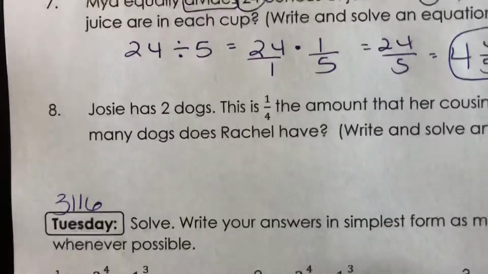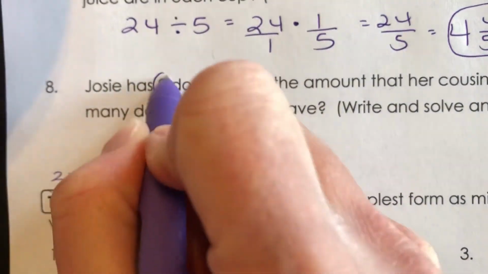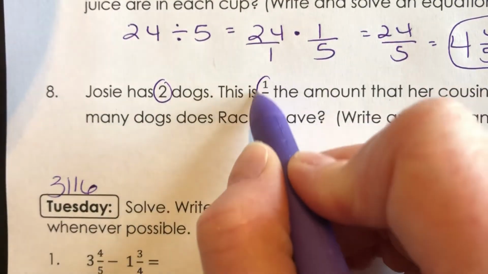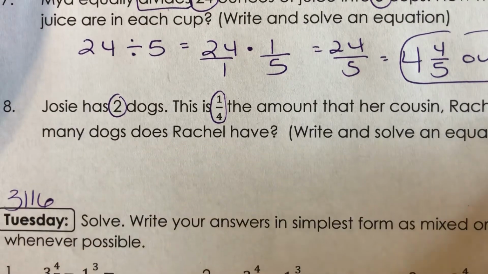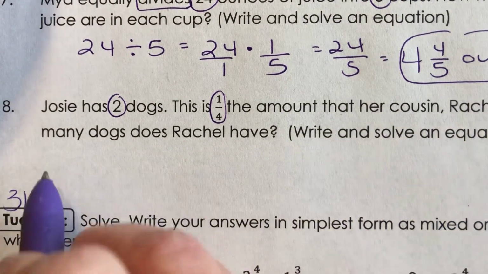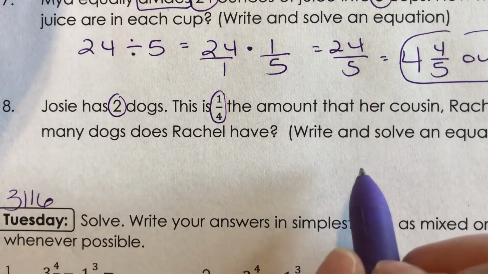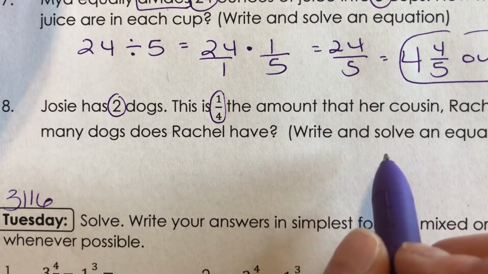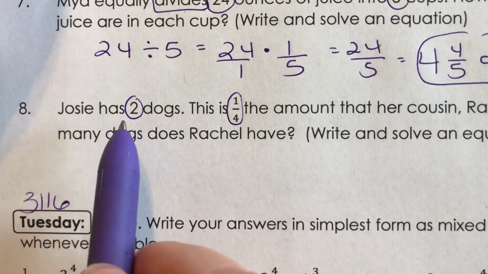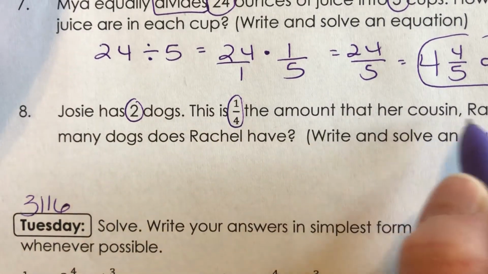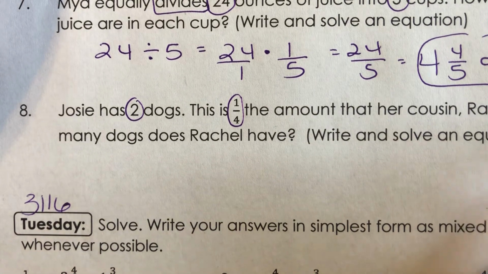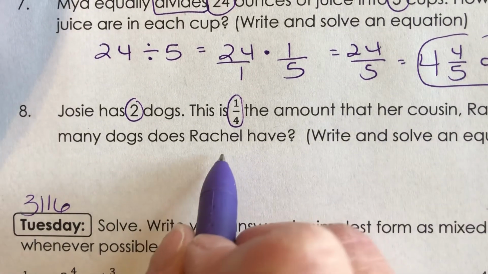Number 8, Josie has 2 dogs. This is 1/4 the amount that her cousin Rachel has. Oops, that should be capital. How many dogs does Rachel have? Write and solve an equation. So Josie has 2, and 2 is 1/4 the amount that her cousin Rachel has. How many dogs does Rachel have?